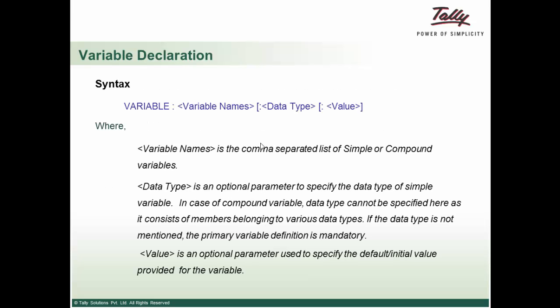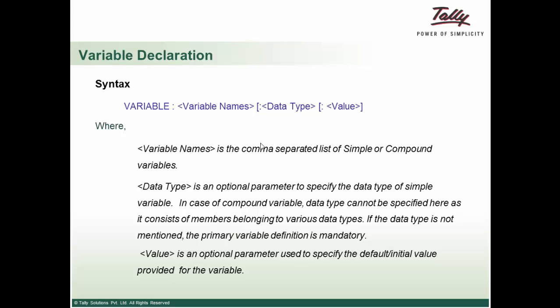Syntax is similar. Variable colon the variable name colon the data type colon the value. The data type is optional. It is a parameter to specify the data type of a simple variable. In case it is a compound variable, the data type cannot be specified here.